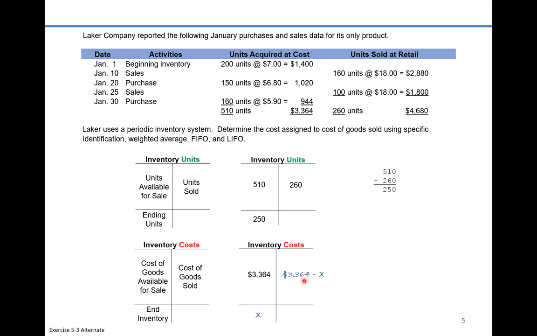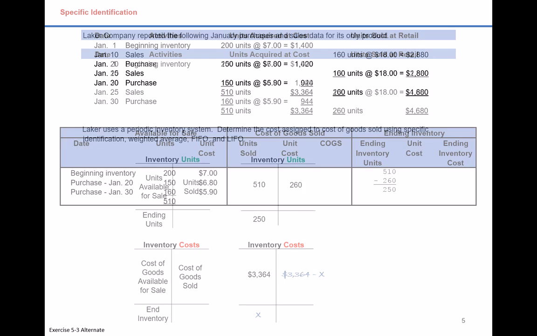It's really important to note here that the cost of goods available for sale is going to equal together the cost of goods sold and the ending inventory. That's the exact same as we saw back in the units. The units available for sale, well, that's going to equal the number of ending units plus the units that were sold. So applying these concepts, let's start working the problem to determine under the specific identification method, what were Laker's cost of goods available for sale, ending inventory, and cost of goods sold.